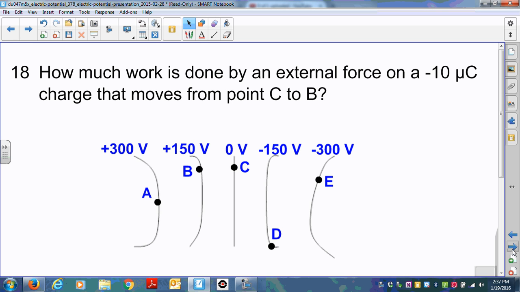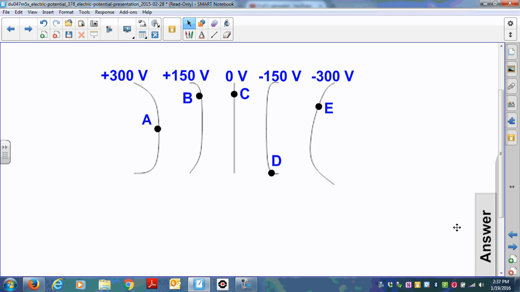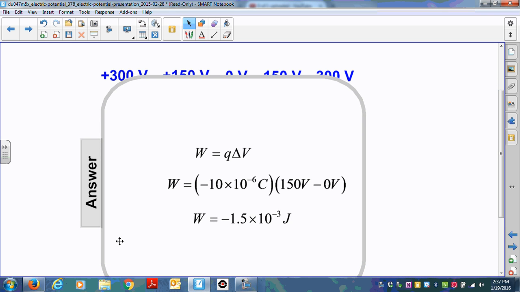How much work is done by an external force on a minus 10 microcoulomb charge that moves from point C to B? Go ahead and pause the video now and solve the problem. Okay, so let's take a look. Work is equal to Q delta V. We end up with negative 10 times 10 to the minus 6 coulombs times 150 minus 0, and that gives us negative 1.5 times 10 to the minus 3 joules.